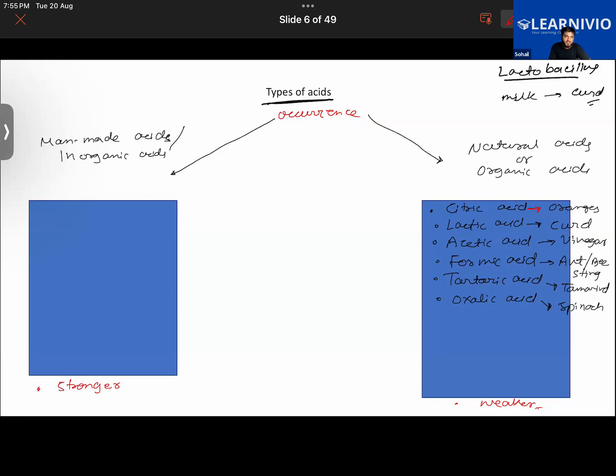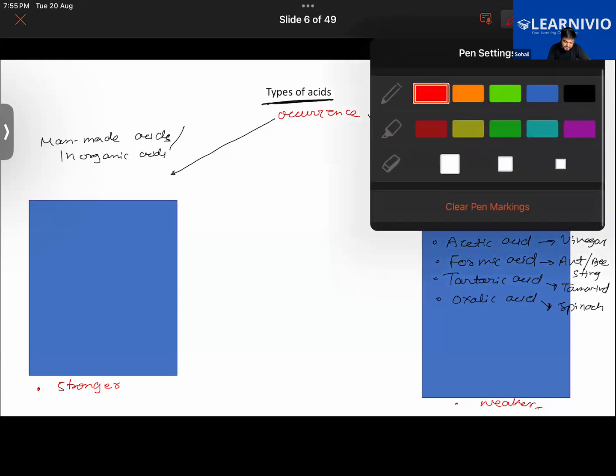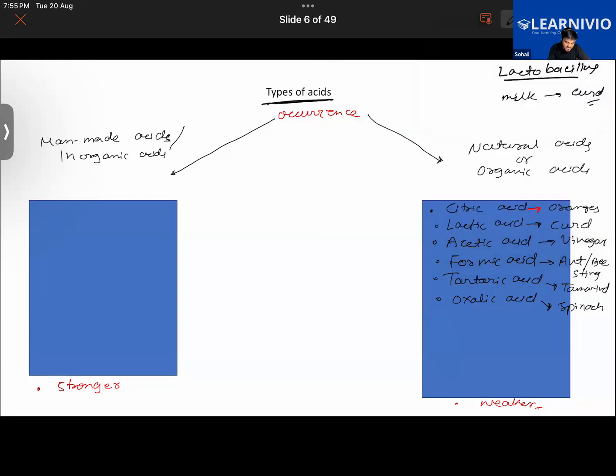Then talking about man-made acids or inorganic acids, we have several examples. For example, we have sulfuric acid or nitric acid. Getting it? These are some of the man-made acids. Is that much clear so far?